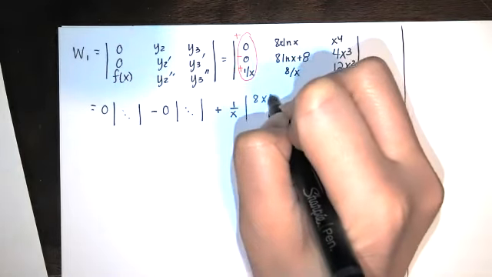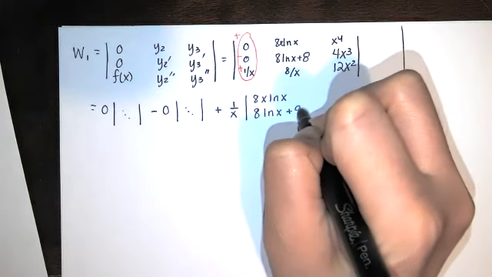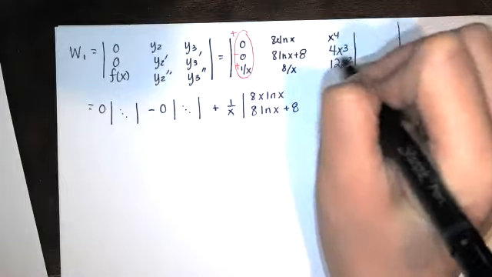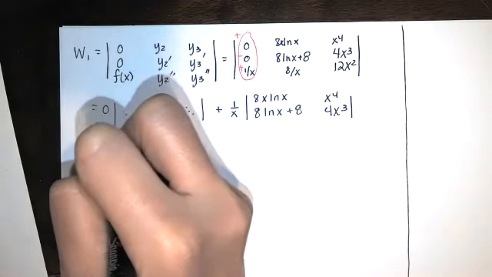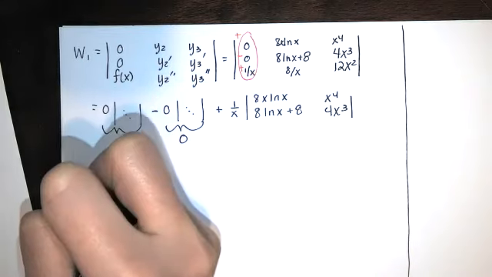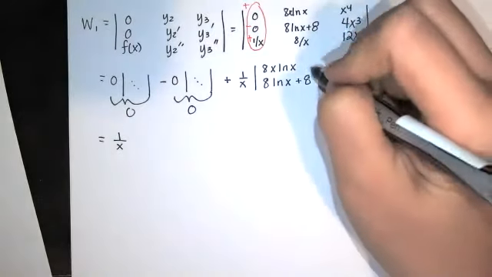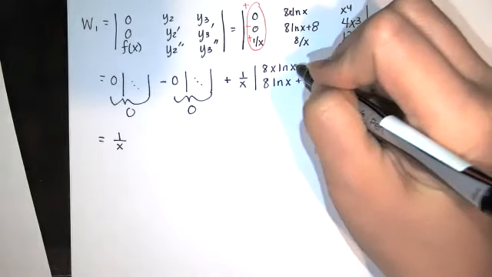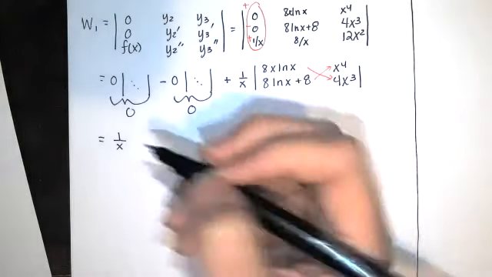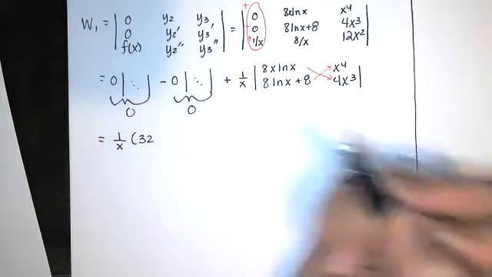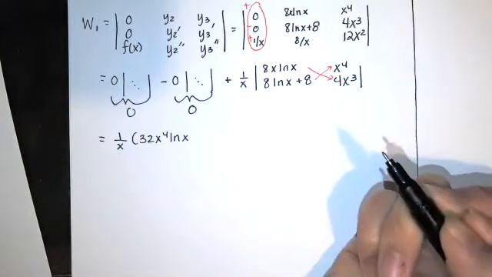So we'll have 8x natural log of x, 8 natural log of x plus 8, and then these two entries from right there. And of course, anything times 0 is 0, so these guys are gone, and you end up with this. Now, I want to multiply across this diagonal and subtract. This times this will give me a 32 x times x cubed, which is x to the 4th times natural log of x.